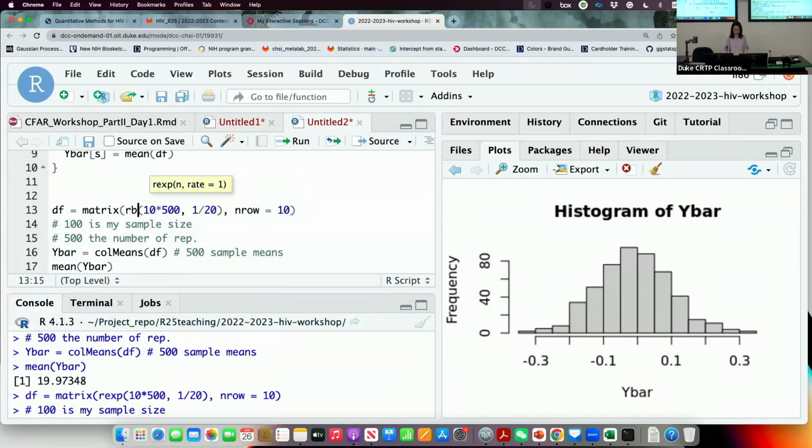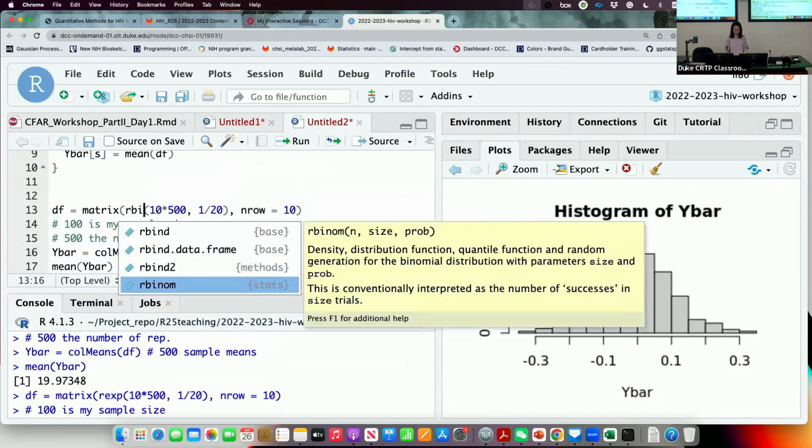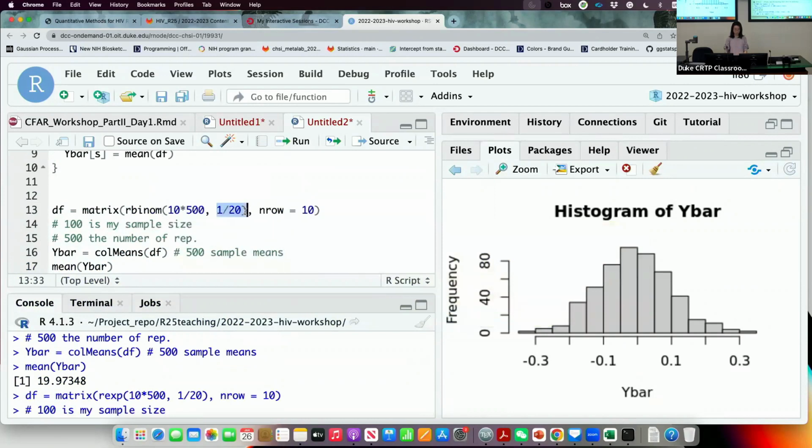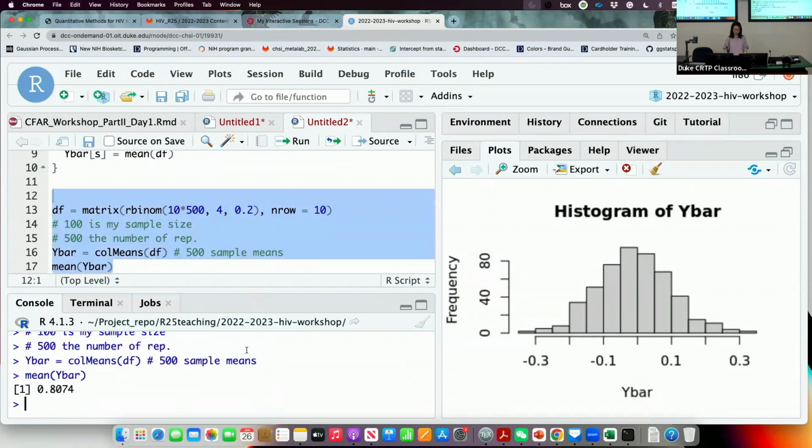Right, let's just say binomial. We can do some exercise and just say 4, 1.2, and let's see. This is my y bar, right? And if I do this 100 times, let's see what will happen. So it's closer, right? And I can do, okay, never mind.